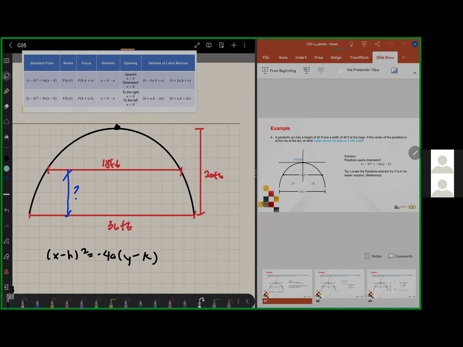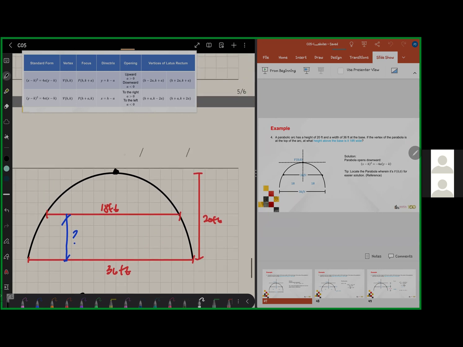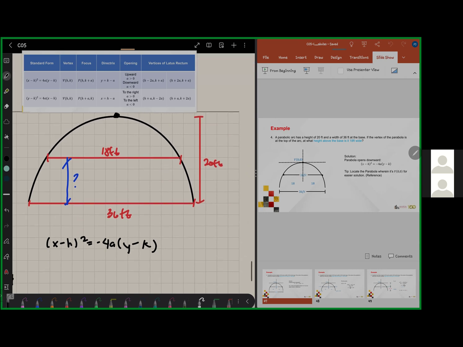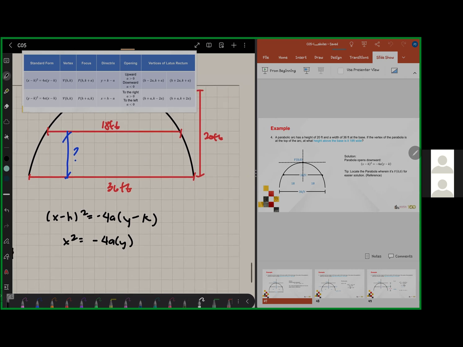So we don't know the value of our vertex, so we can assume that the vertex is at (0, 0). So why would we assume that it is at (0, 0)? If we assume that, it would simplify our solution, since our equation would become x squared is equal to negative 4a times y. So this would further simplify our equation. So now the next thing that we need to find is a. So how are we going to find a?